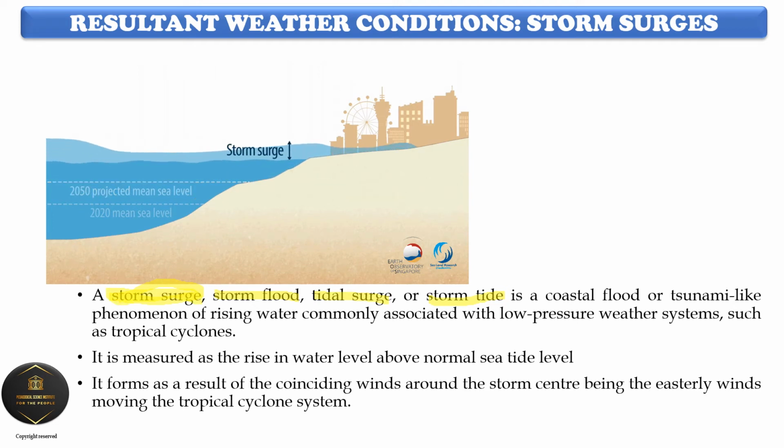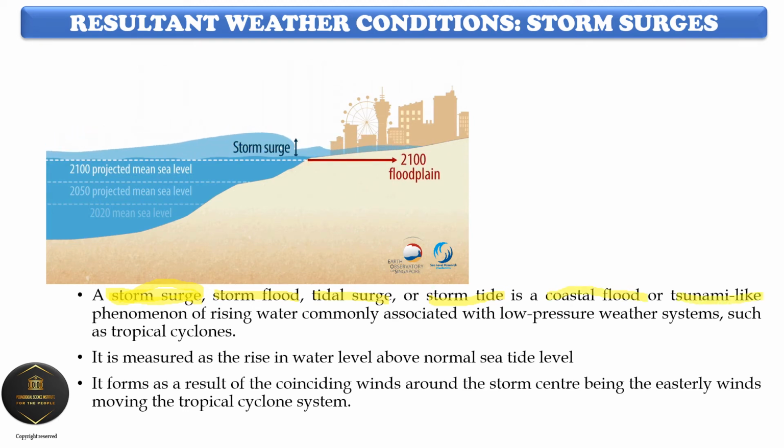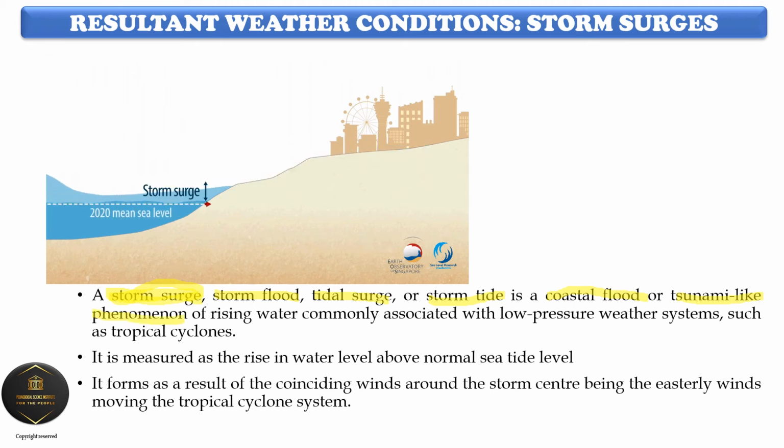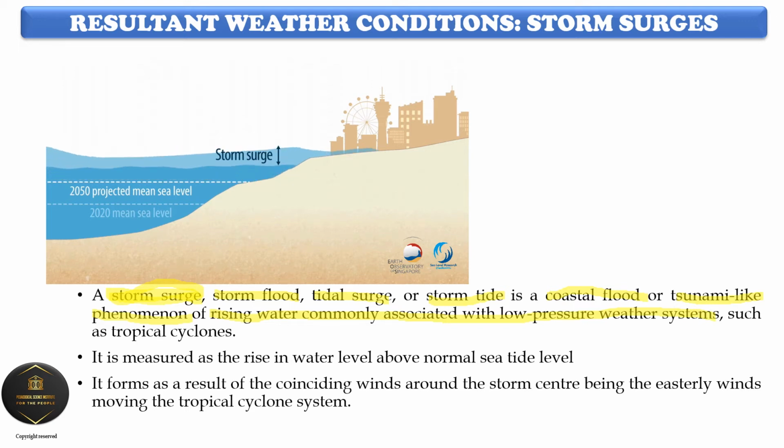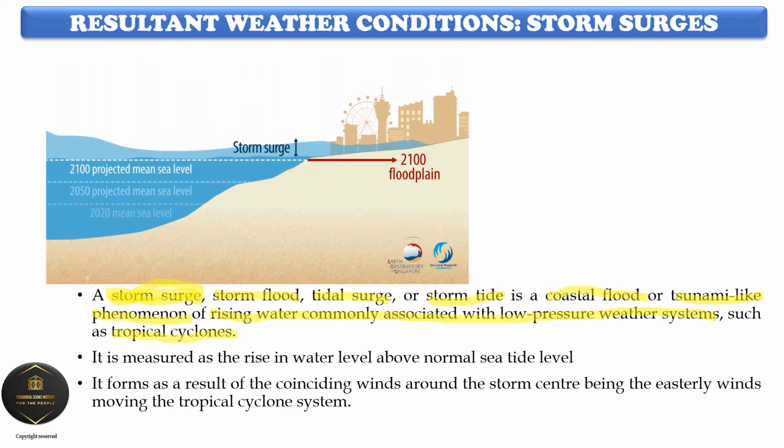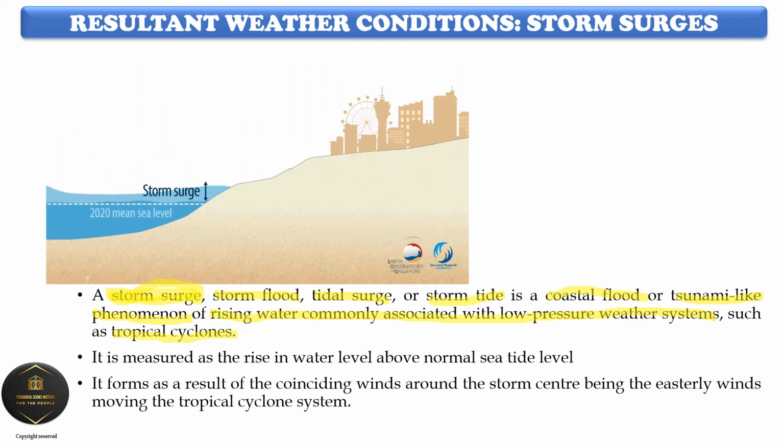Now, what is a storm surge? So a storm surge is a coastal flood or a tsunami-like phenomenon. And what is the effect of this phenomenon? It leads to rising water, commonly associated with low pressure systems, such as what? Tropical cyclones. So that's a storm surge. So it's basically rainfall that is going to lead to coastal flooding. I hope we are fine.